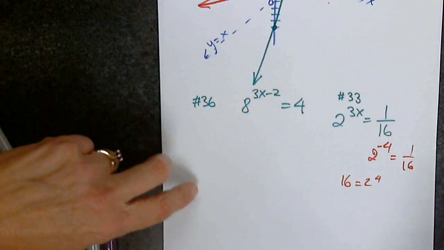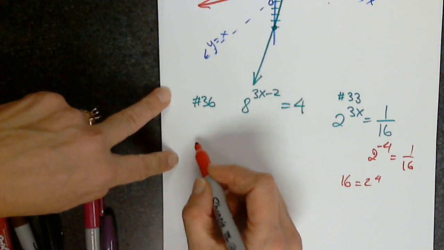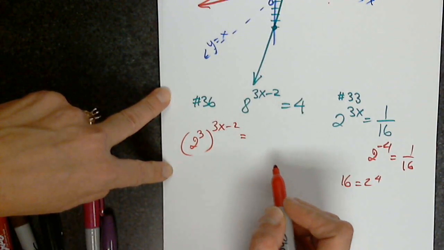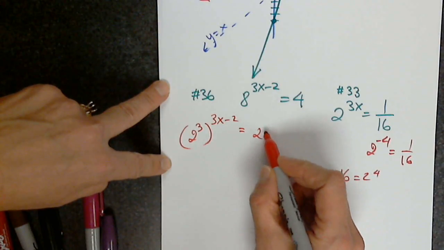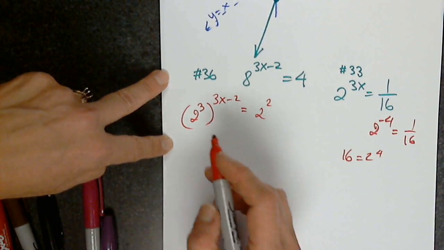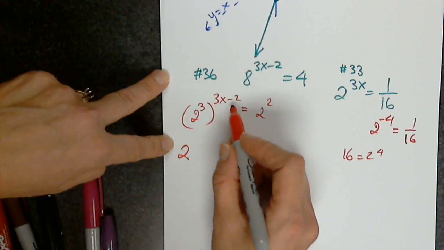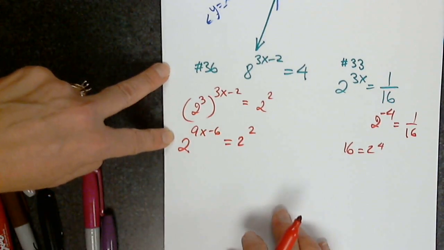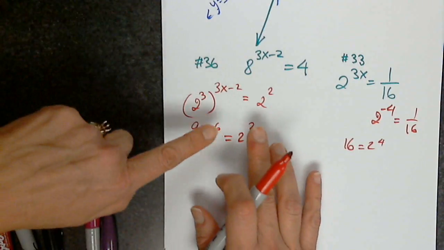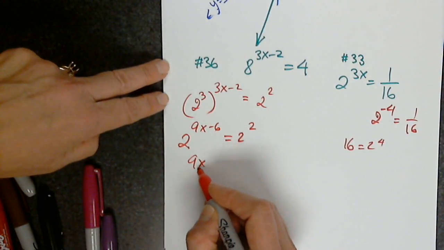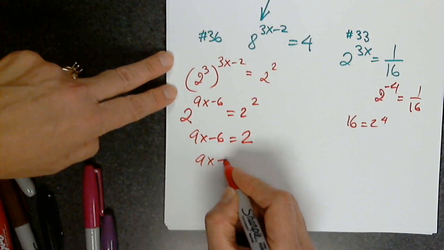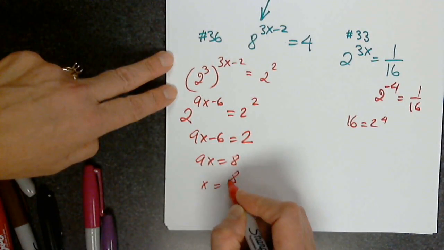So 8 is replaced by 2 to the 3rd, everything to 3x minus 2, and 4 is replaced by 2 squared. And yes, we copy the base, multiply the exponents, correct? 9x minus 6 equals 2 squared. Now we have the same base, so 9x minus 6 equals 2. And 9x equals 8, x equals 8 over 9.